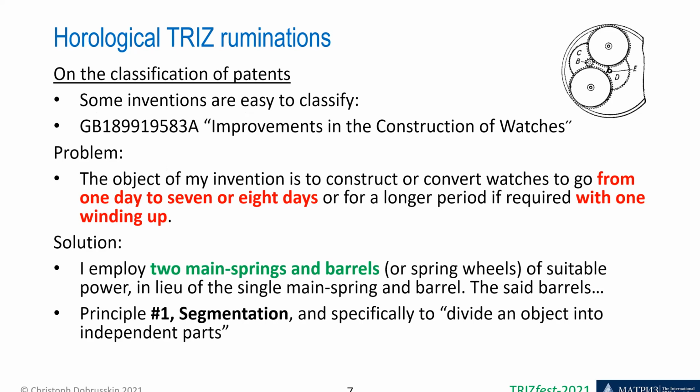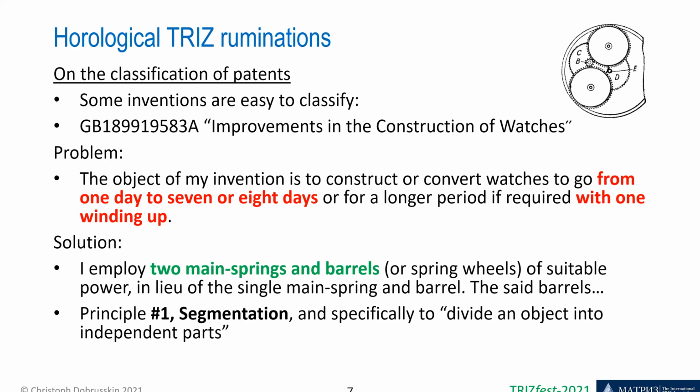But in the problem description of the patent text, it says that the object of my invention is to construct or convert a watch to go from 1 day to 7 or 8 days, or for a longer period if required, with one winding up. So obviously the inventor thought that the watches wouldn't last long enough once they have been wound up. And his solution is then later explained.